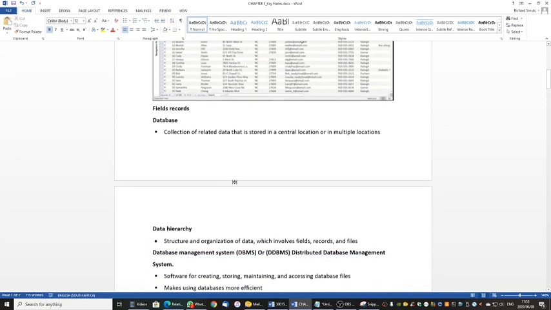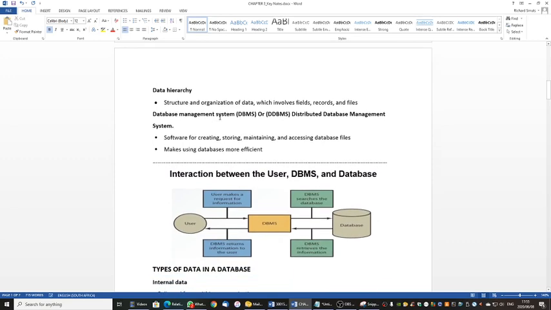Okay, let's move on to the definition of a database. It's a collection of related data. If you have a look here, the address information in a record is related, stored in a central location or multiple locations. We will speak about that later. Data hierarchy. We're talking about the structure and the organization of the data. And I think they are referring here as well to the structure and organization of tables as well, which involves fields, records, and files.